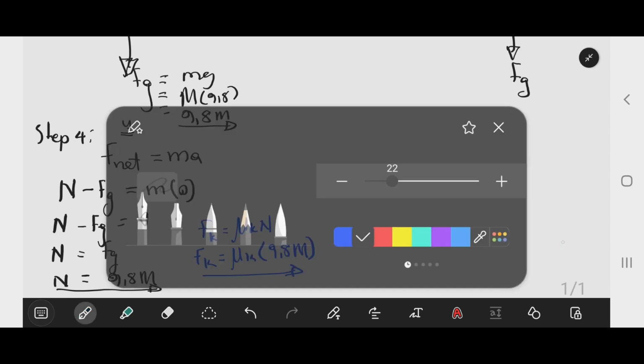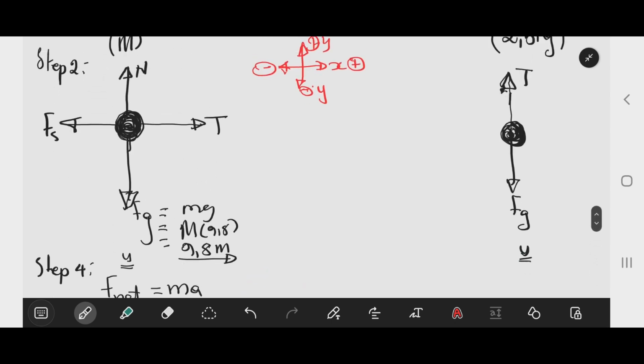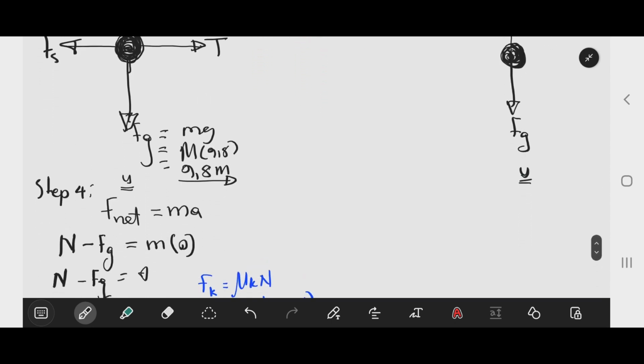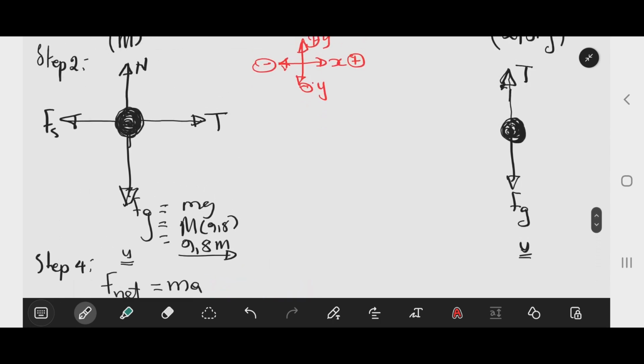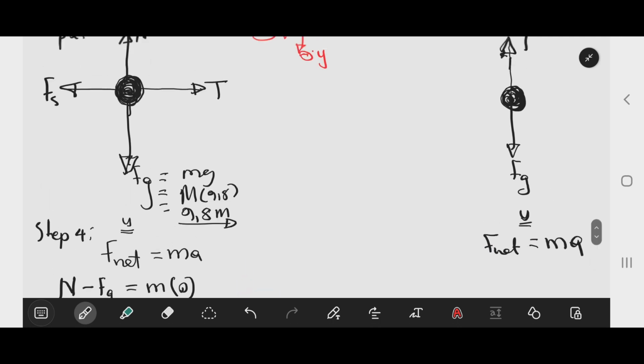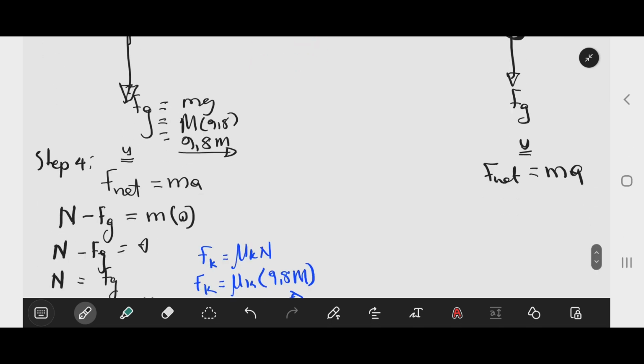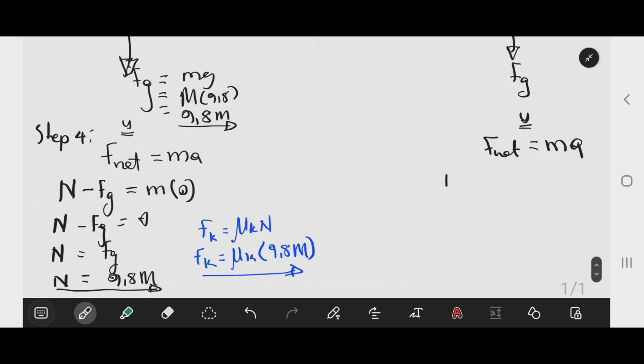So now let us go to Fnet in the y direction for object number 2, which is the 2.5 kg, right? How many forces do we have acting in the y direction? We have 2 forces, right? We have tension, which is positive, and we have Fg, which is negative, right? So that would be tension, which is positive, and Fg, which is negative, equals the mass of the object multiplied by the acceleration.